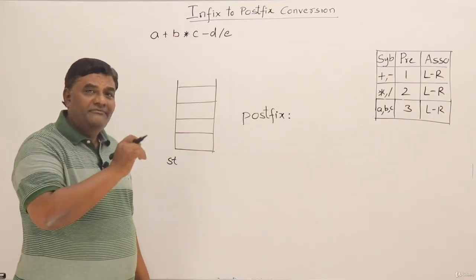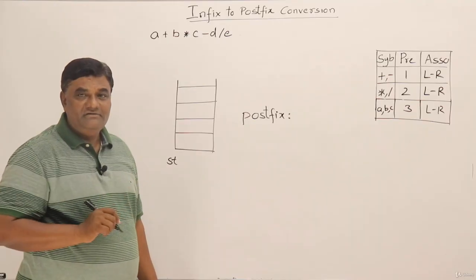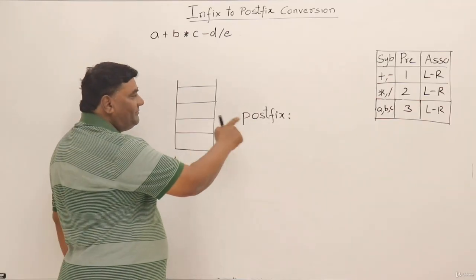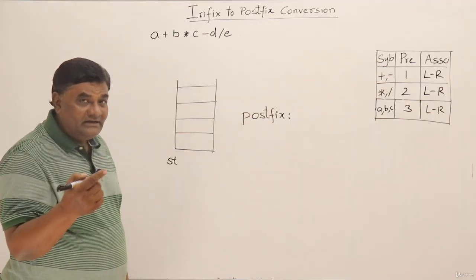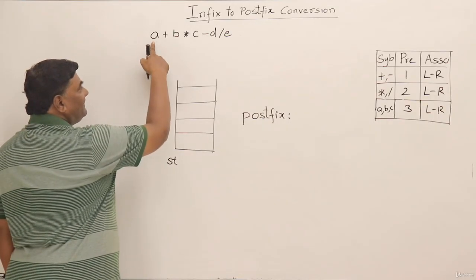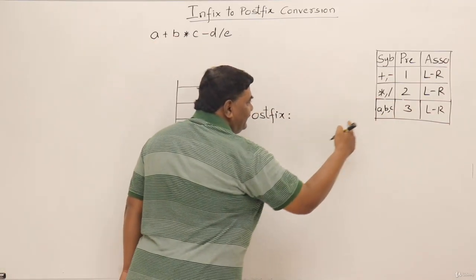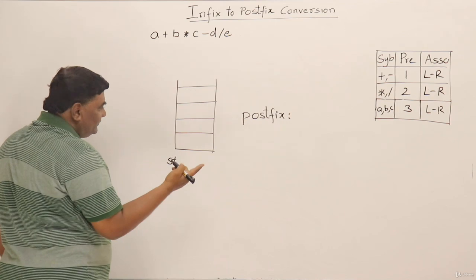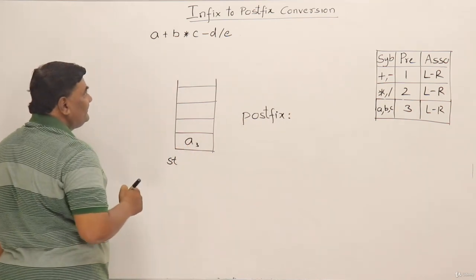In the procedure, every symbol from the infix expression will go into the stack. Every symbol. Previously, we were sending operands directly to postfix, but now everything goes into the stack. And still it works. Let us see how. First is A. It's an operand. What's the precedence? 3. Is there anything inside the stack? No. Push that one in the stack. So I'll write its precedence also here along with it.